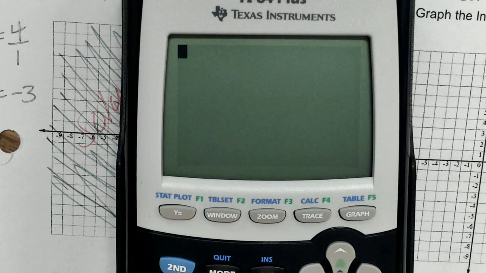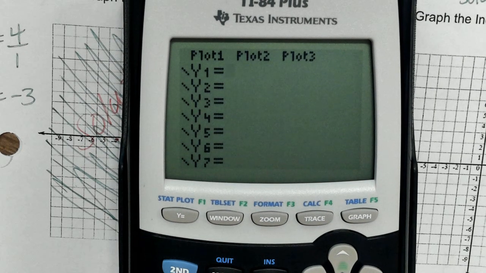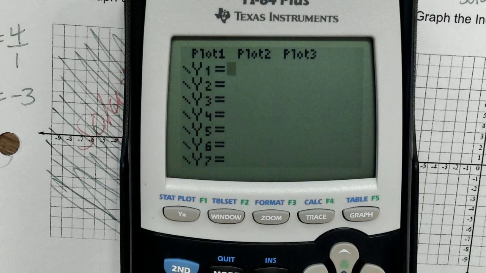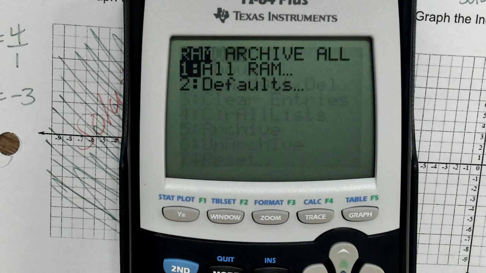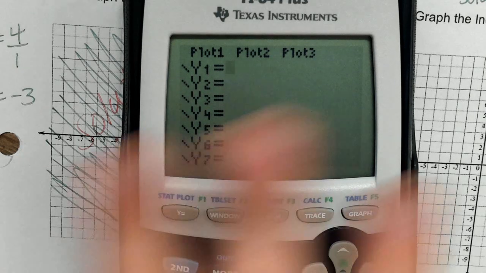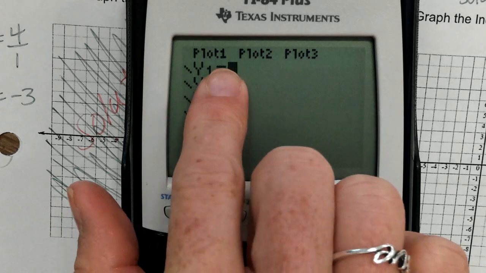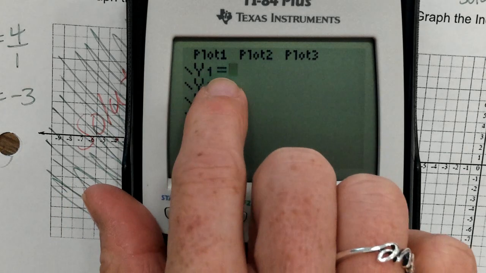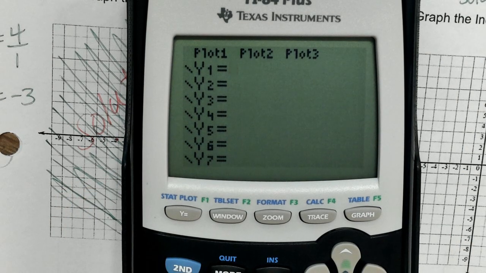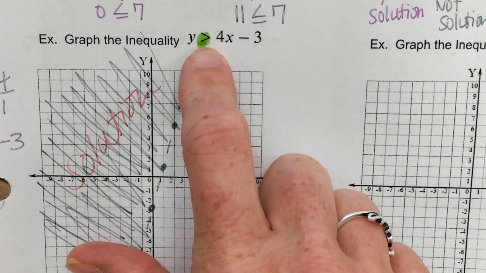Now, actually, everybody do this part. Right now, if I go to y equals, everybody push y equals. Oh, I didn't reset this one. Okay, everybody go to y equals. Right now, this is what your screen should look like. What do they all say? Y equals. But what do I want it to say for this? I want it to say greater than.